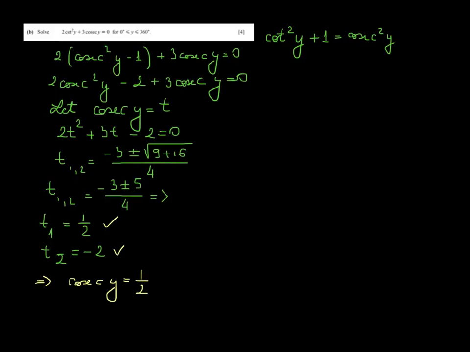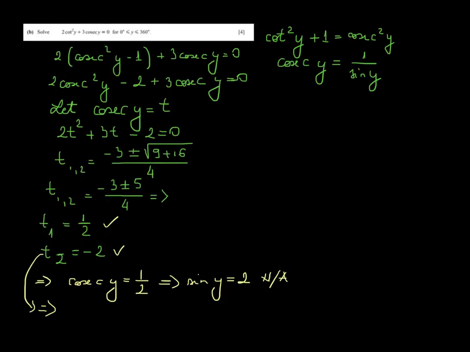Cosec y is, and this is not in your formula booklet, so you need to remember it, 1 over sine y. So sine y equals 2, no solutions. The range of sine is from negative 1 to 1, so no sine can give you 2. Or from the second solution, I get sine y equals negative a half.